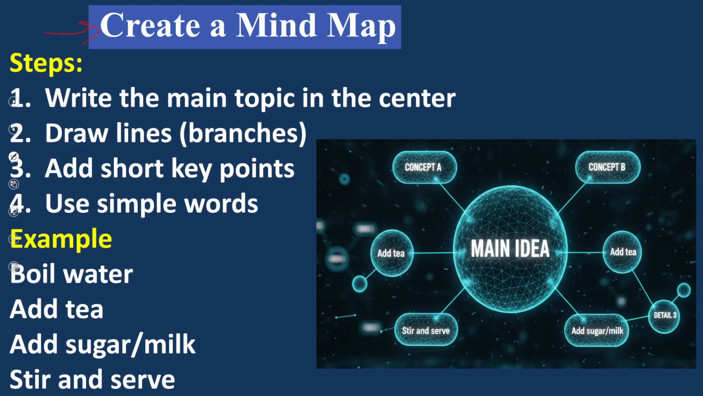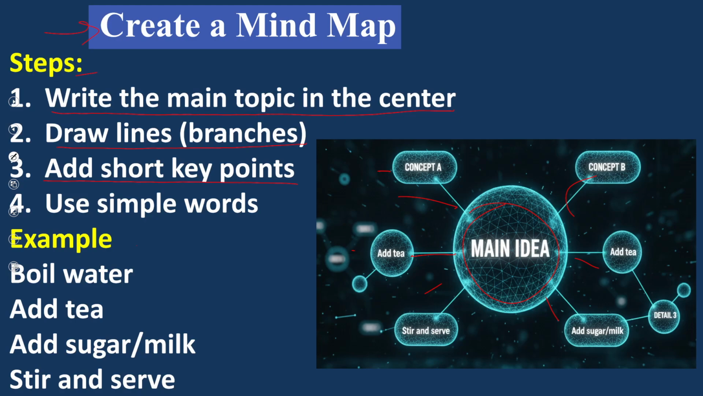How to create a mind map. According to the SLO, how to create a mind map. Steps: write the main topic in the center like this. Number two, draw lines, branches. These lines are branches. Add short key points. Use simple words. These are the key points.